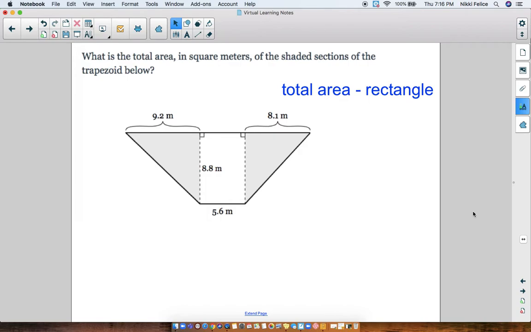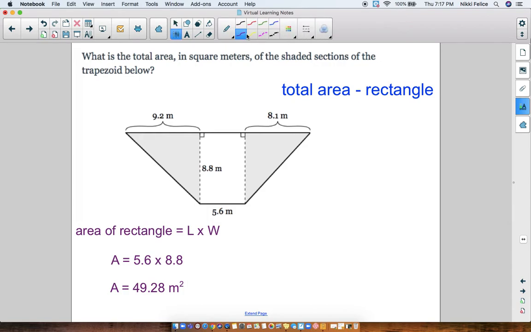Again, what is the total area in square meters of the shaded sections of the trapezoid? So same thing, but instead of finding just the area of each triangle and adding them together, I could, if I wanted to, find the total area of the trapezoid and subtract away this white rectangle. Because I can find the area of a rectangle. That's super easy. To find the area of a rectangle, we do length times width. Well, here's the length and the width. The length is 8.8 meters and the width is 5.6. So if I do 5.6 times 8.8, that's how I find the area of a rectangle. Multiply that, and what do we get? 49.28 meters squared.